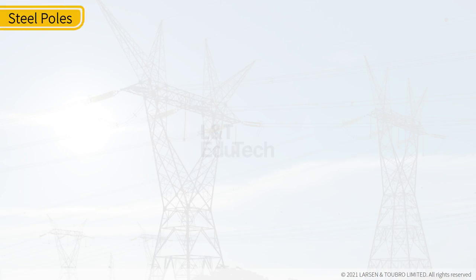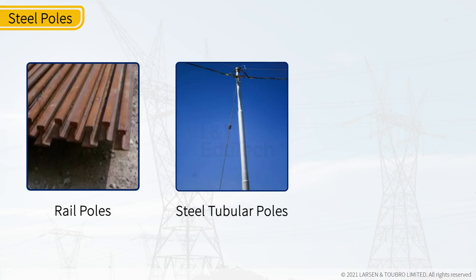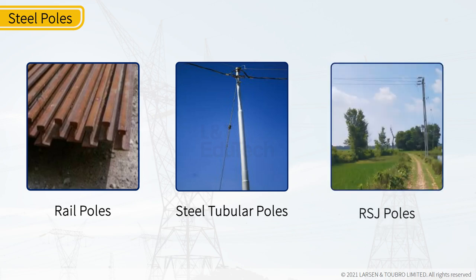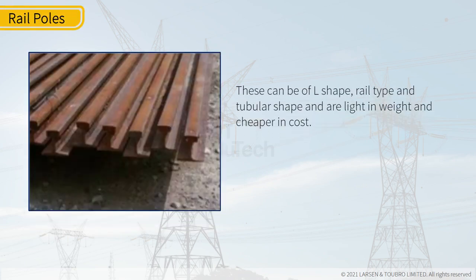In the previous topic, we have learnt what poles are. Now let's learn various types of steel poles in detail. Steel poles are used in large quantities for distribution lines in urban areas. These can be of L-shape rail type and tubular shape and are light in weight and cheaper in cost. These are normally used for 33 kV lines.